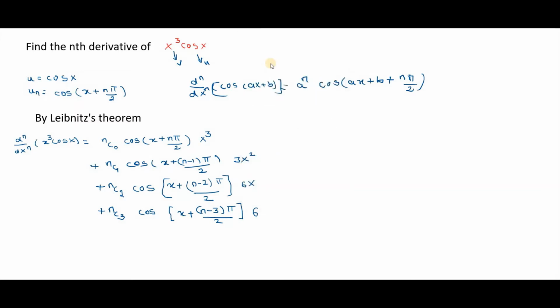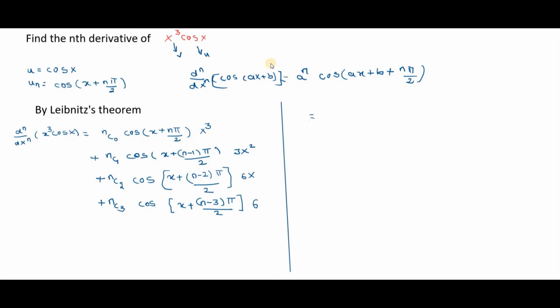So this is equal to nC0, whose value is 1, I will leave that. Then the next term is x cube into cos(x plus n pi by 2). So please remember the value of nC0 is equal to 1. Next plus, in case of the second one, what is the value of nC1? nC1 value is n. Then write down the remaining terms, that is cos(x plus (n minus 1) into pi divided by 2), 3x square.